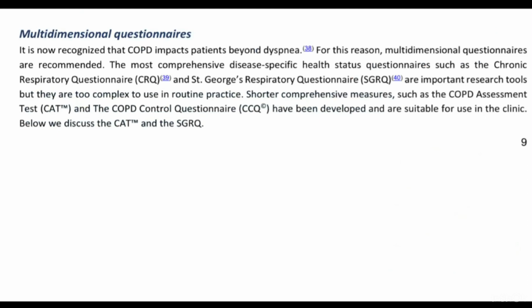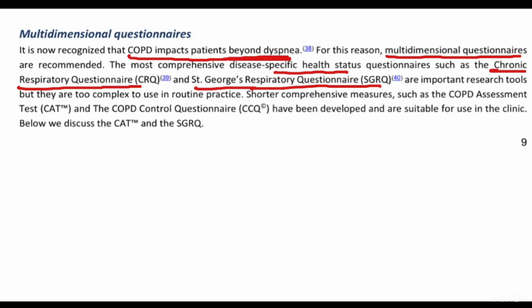CAT assessment, yeah. Now they are telling us about the multidimensional questionnaire. It has now been recognized that COPD impacts patients beyond dyspnea. So there are multiple factors, not only dyspnea. For this reason, multidimensional questionnaires are recommended. The most comprehensive disease-specific health status questionnaires, such as the Chronic Respiratory Questionnaire (CRQ) and St. George's Respiratory Questionnaire (SGRQ), are important research tools, but they are too complex to use in routine practice. So we can't use CRQ and SGRQ in routine practice.